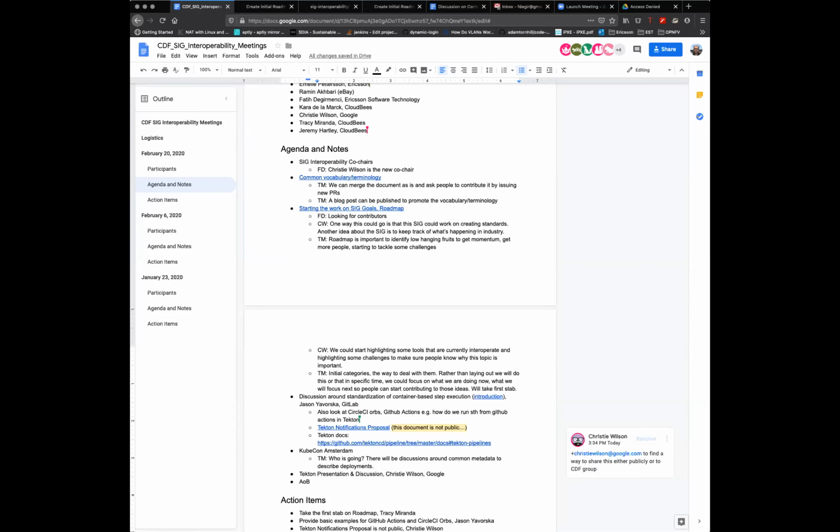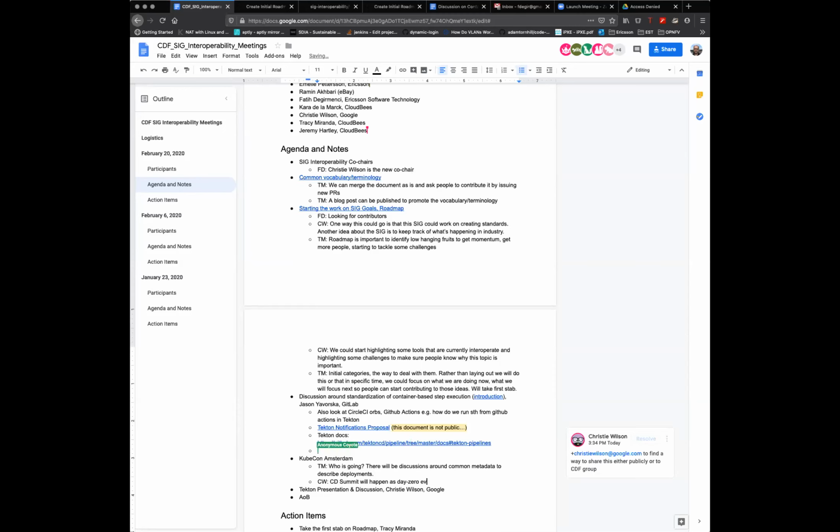And also, if you're going to be there, consider registering for the CD Summit, which is a day zero event before KubeCon starts. If you've already registered, you have to go modify your registration, and then you can add day zero events, but it would be great to see you there if you're interested.